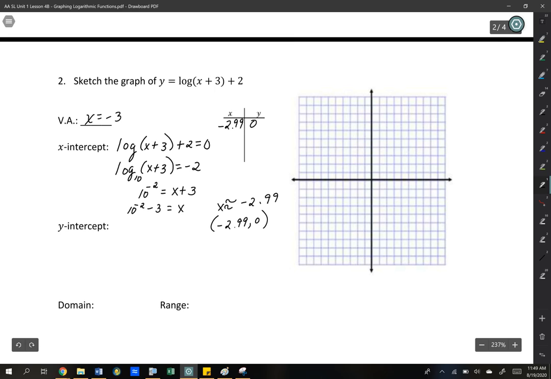The y-intercept is found by putting in 0 for x in your equation. And we can just put that in our calculator, the log of 3 plus 2. And you're going to get y is approximately 2.48. So we have another coordinate at 0, 2.48.